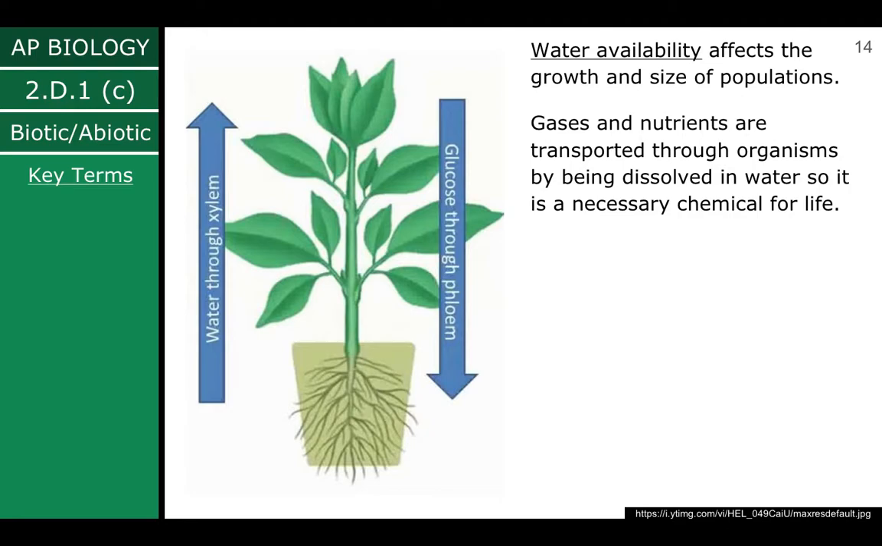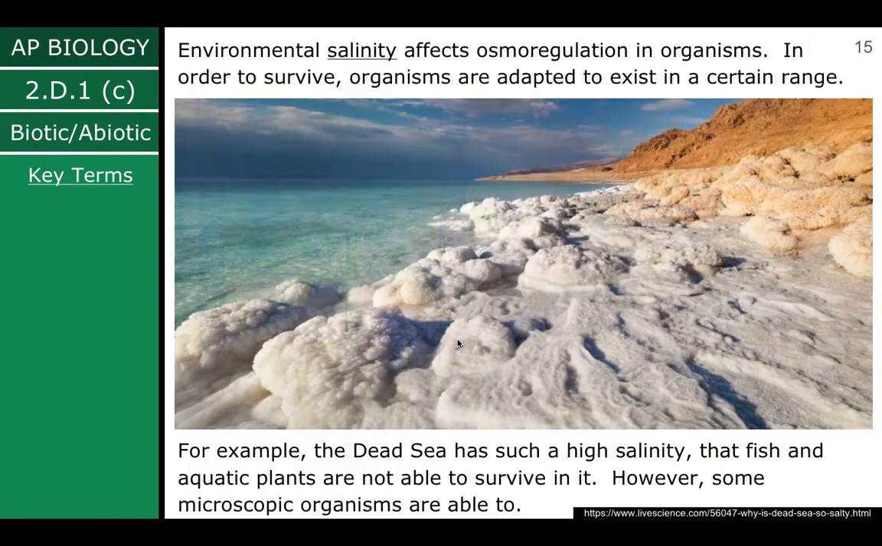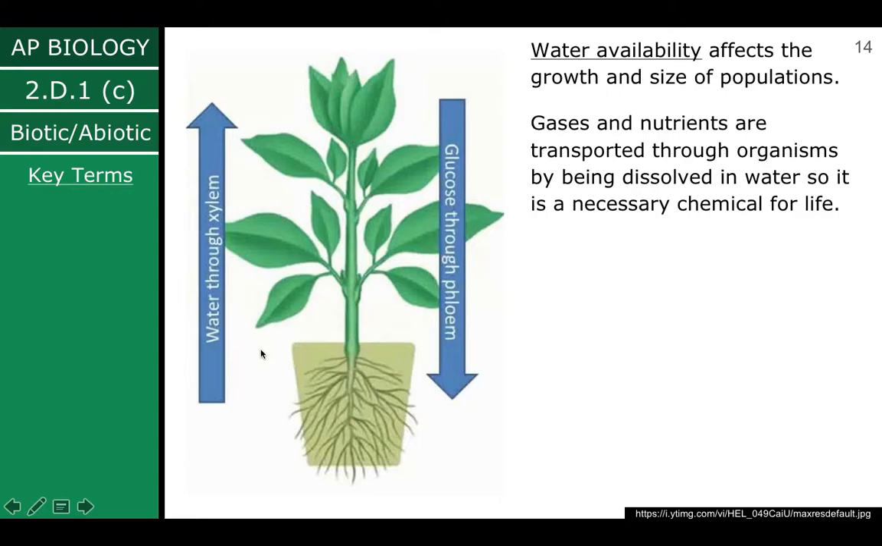So water availability is going to affect populations, obviously. Gases and nutrients are transported through organisms by being dissolved in water, so it's a necessary chemical for life. So here's the water moving up through the xylem and glucose through the phloem, which, the way I would describe it, think of them as the arteries and veins of the human. It's the same thing with plants, that's the xylem and phloem.